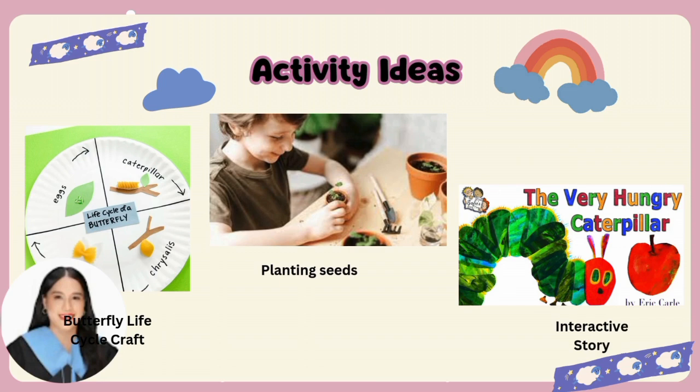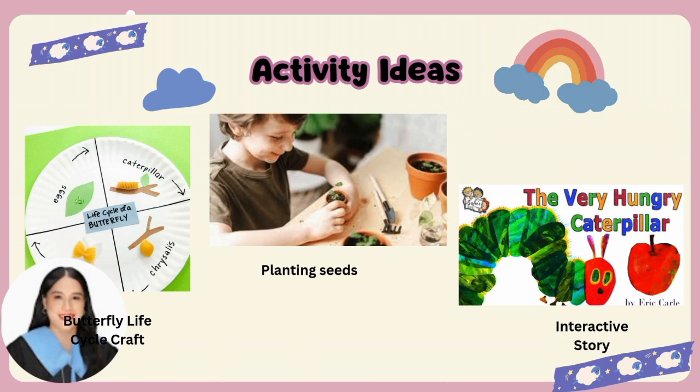For the activity, let's have first the butterfly life cycle graph. Create a simple graph showing the stages of the butterfly life cycle: egg, caterpillar, cocoon, and it becomes a butterfly. You are going to use colored paper or felt to represent each stage.